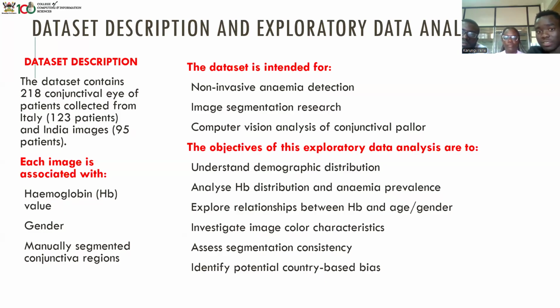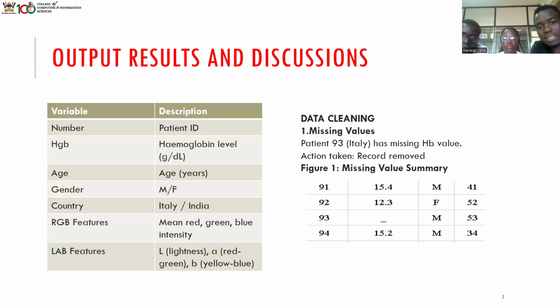The dataset is intended for anemia detection and image segmentation research. And then we have the objective of the EDA, that means to understand the demographic distribution, and to analyze the hemoglobin distribution or anemia pairs. And then we are also exploring the relationship between hemoglobin and age, and gender. And then we have color and segmentation consistency.